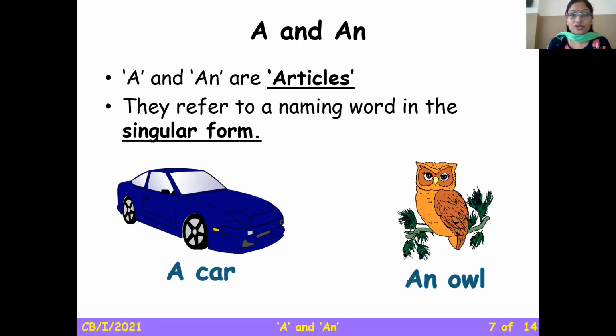So now we are going to read the topic a and an. But what are a and an, children? A and an are articles. They refer to a naming word in the singular form. A car, an owl. But where to use a and where to use an, we don't know, right? So we will be learning in the next slides.